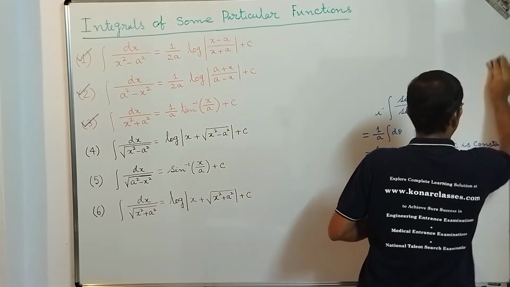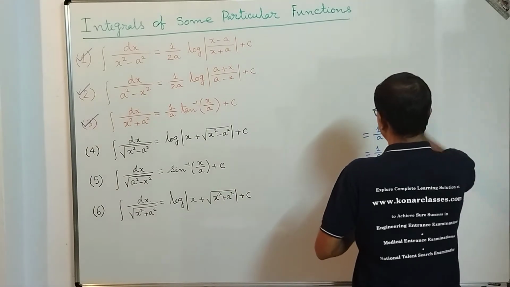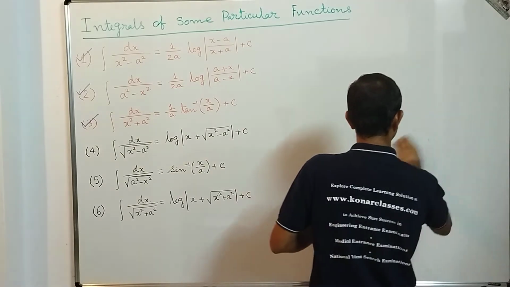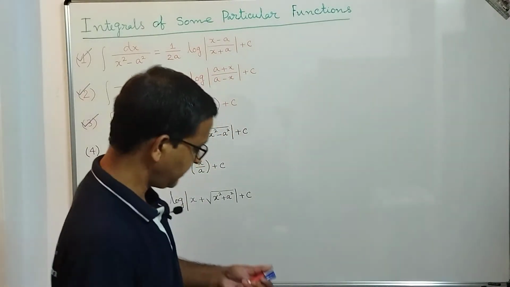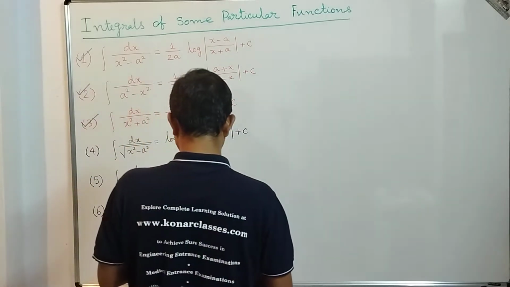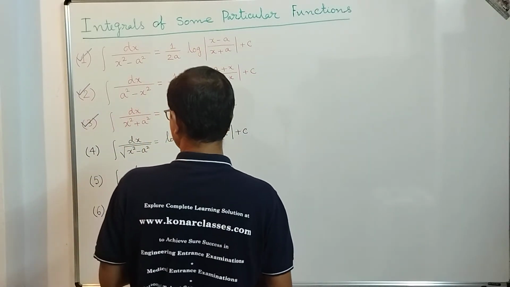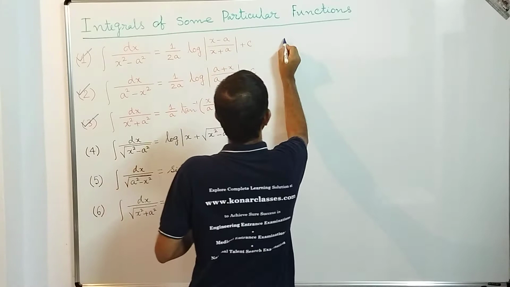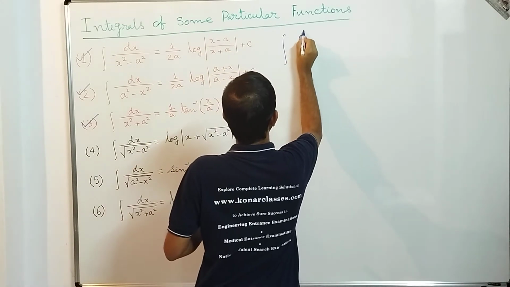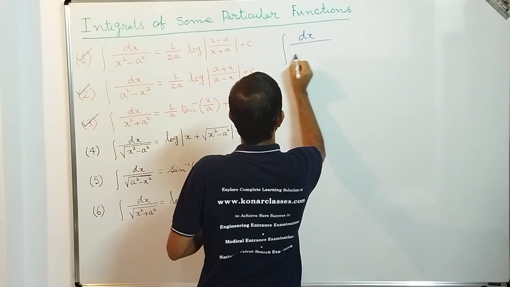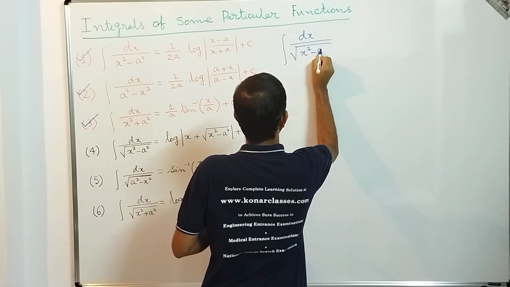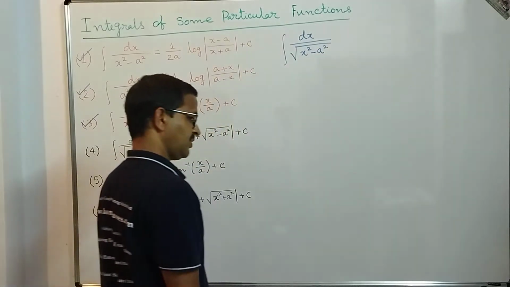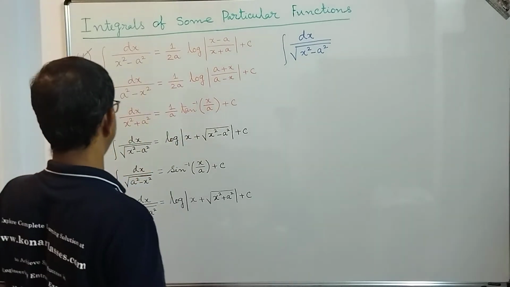So what is it here? The question is the integration of dx by square root of x square minus a square. Let me write it here. Integration dx by square root of x square minus a square. Now what substitution can you think of?